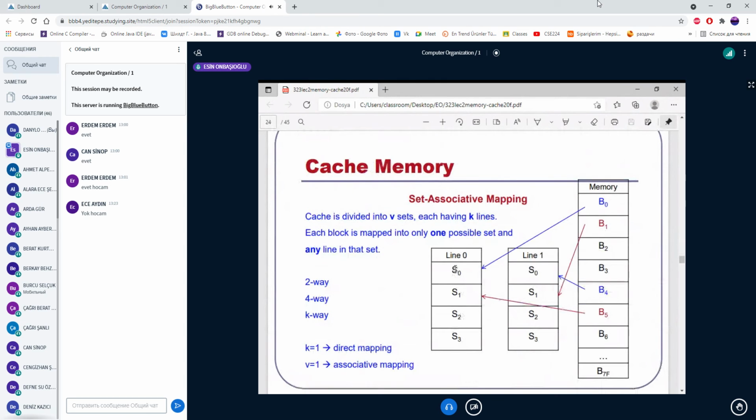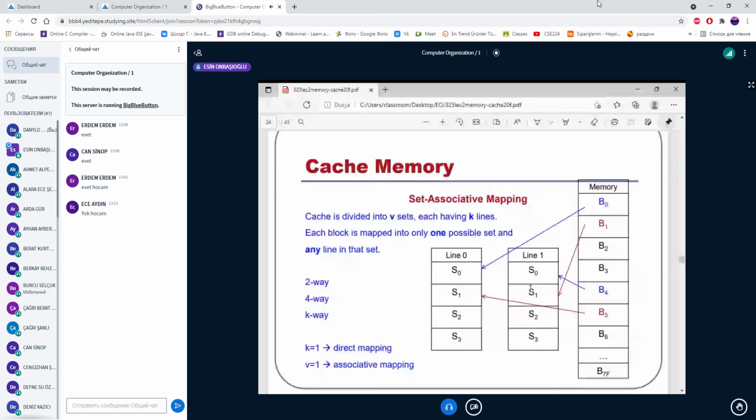So that is actually the idea behind set associative mapping. So here there are sets. Each block has a specific set number. This is determined according to the mod operation. But in the same set, they can be mapped to different lines. So for example, block 0 and block 4 are mapped to the same set 0 according to the mod operation. But one of them is mapped to line 0, the other one is mapped to line 1. Again, block 1 and block 5, according to the mod operation, are mapped to set 1. One of them is mapped to line 0, the other one is mapped to line 1.